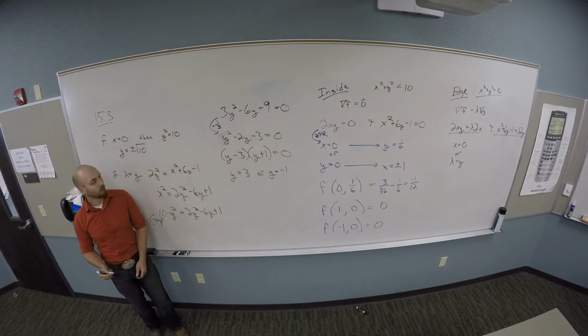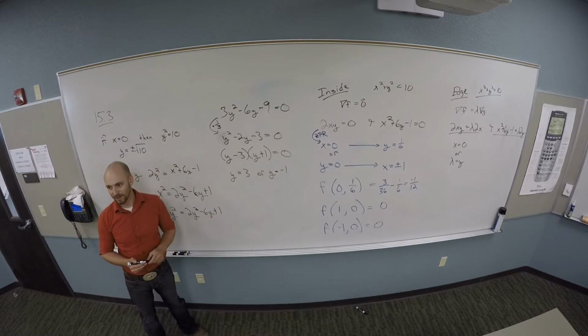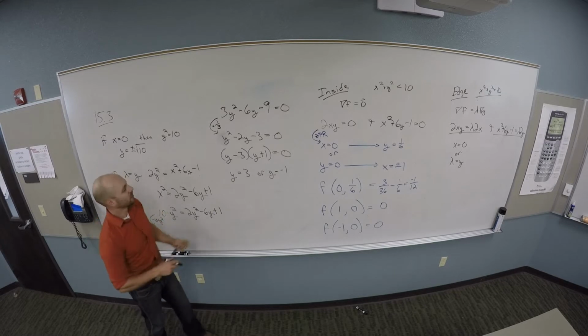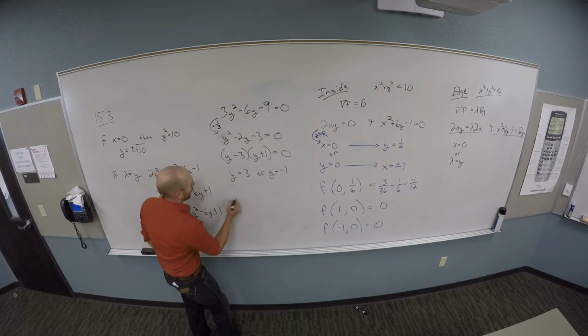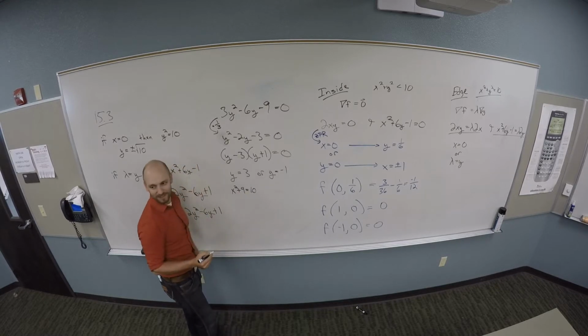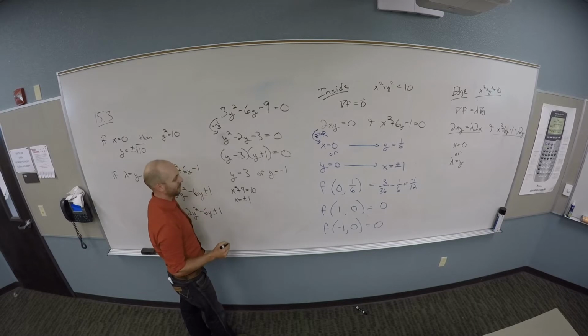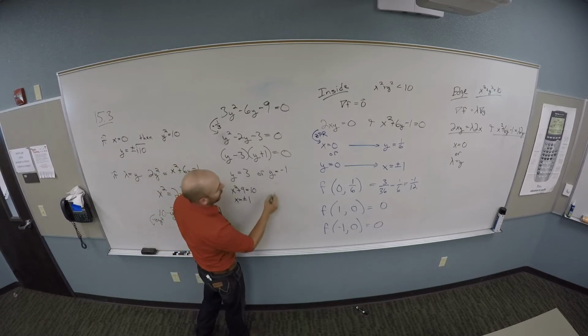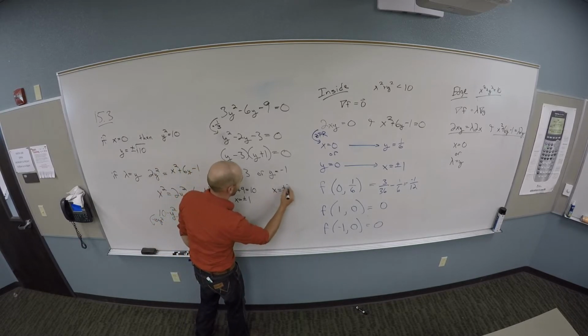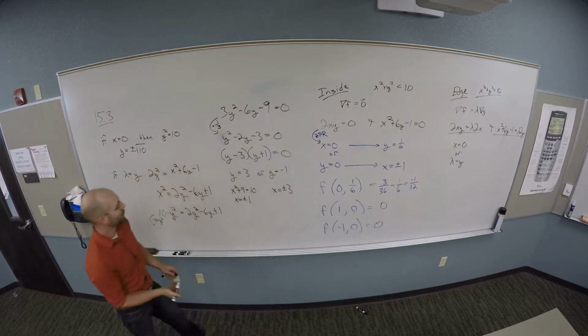Okay, and what does that tell you about x? You input those into the constraint, right? So if y is 1... that's x squared plus 9 is 10. So x is plus or minus 1. And then x is also plus or minus 3. Oh my lord, this thing has a lot of points, 6 points.